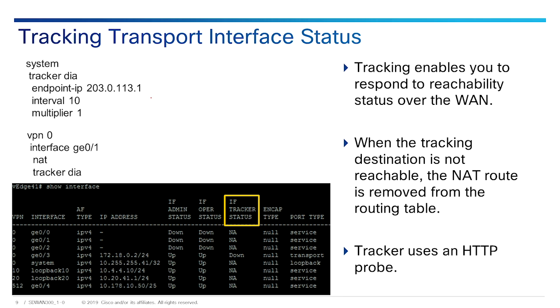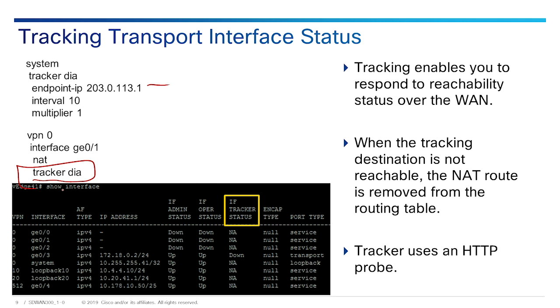So for example, in system, I'm saying a tracker for dedicated internet access. And my endpoint is this 203.0.113.1. If you're wondering, that's some experimental range for documentation purposes. Mostly I saw this slide and I checked to see who that was, and it turned out it's just an unusable IP address. Okay? And then we're specifying the tracker here to use it under VPN 0.